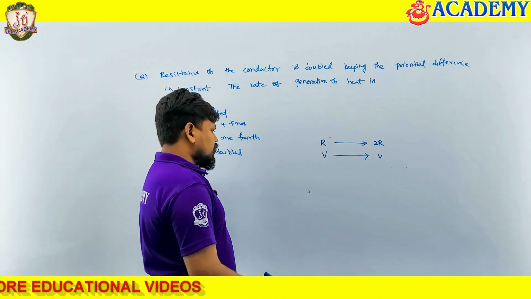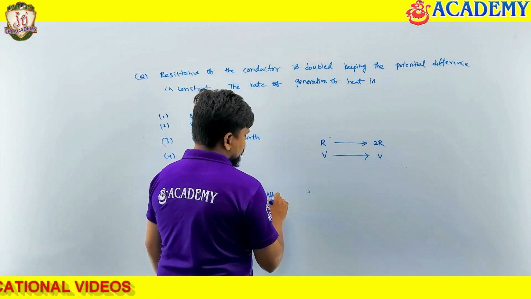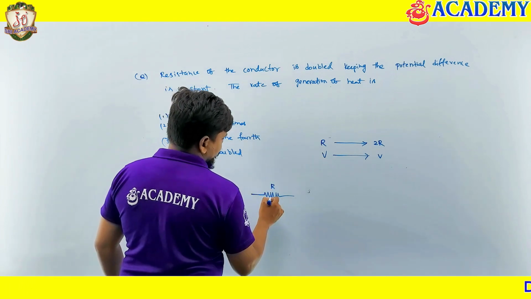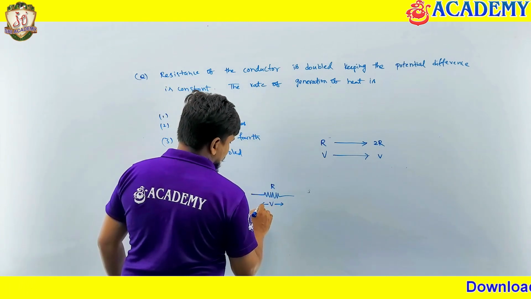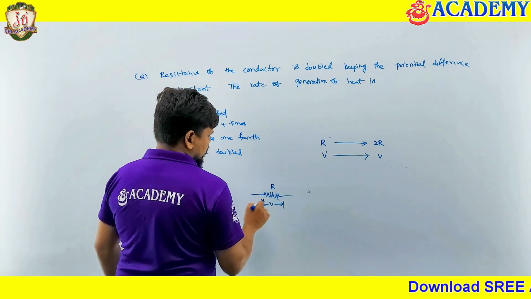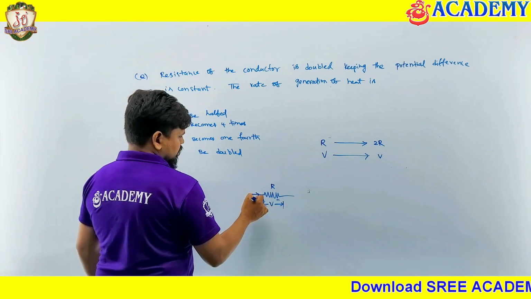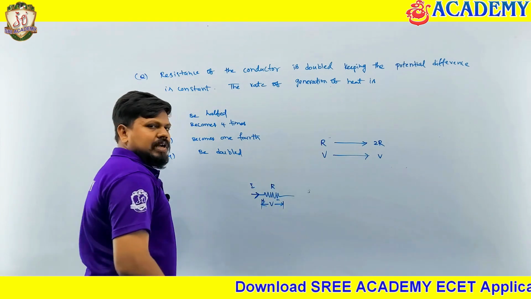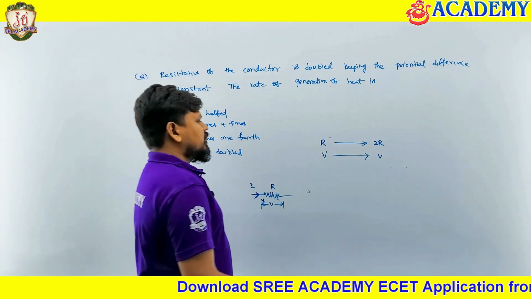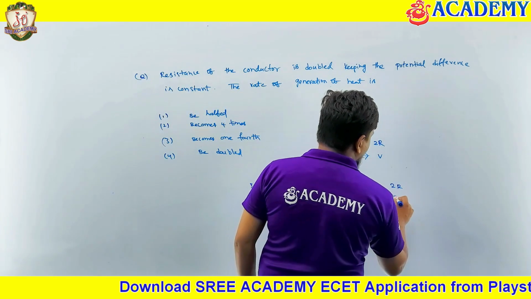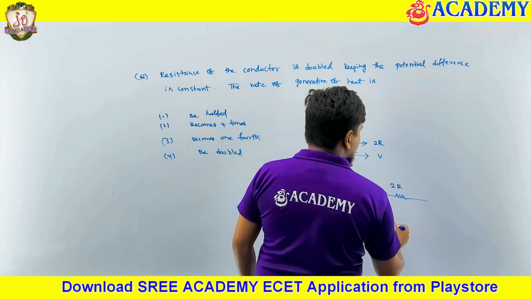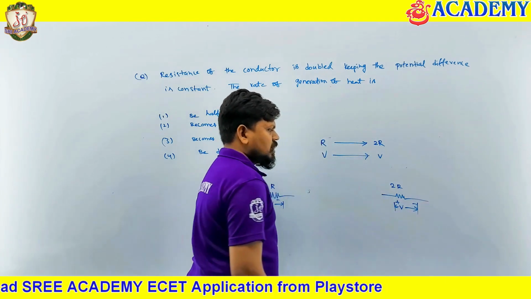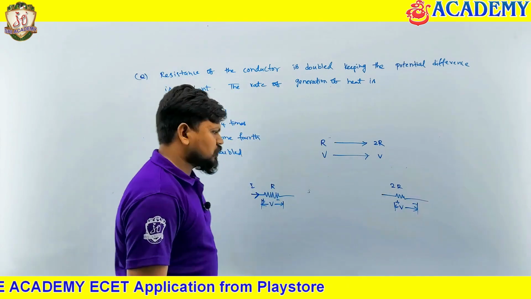Now we have to consider one thing. In any resistance, if some voltage we are applying across this resistance, definitely some current will flow. Wherever current enters, that is plus; wherever current leaves, that is minus. This is the normal case. Now what they did, they have doubled the resistance. Now 2R resistance is there, by keeping the voltage the same.